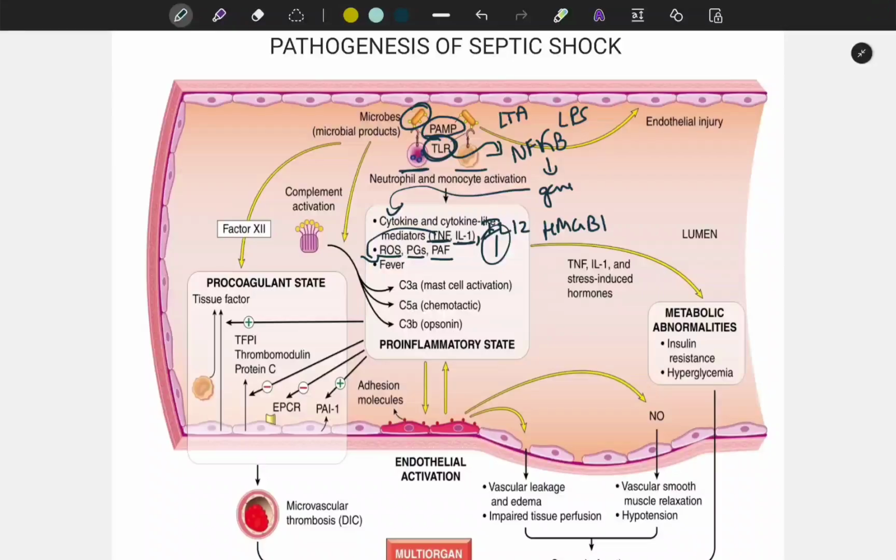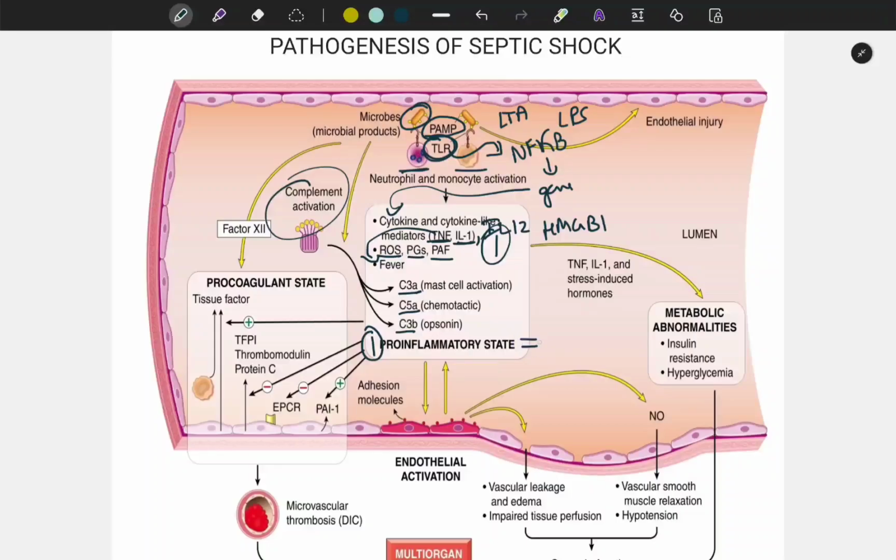Microbial products also causes activation of complement proteins such as C3a, C5a, and C3b. C5a, as we know, is an anaphylatoxin which causes mast cell activation. C5a is a chemotactic agent which will recruit or attract neutrophils or inflammatory cells and increases cytokine production. Similarly, C3b is an opsonin which will tag microbial organism and recruit monocyte for phagocytosis. These all factors result in pro-inflammatory state.